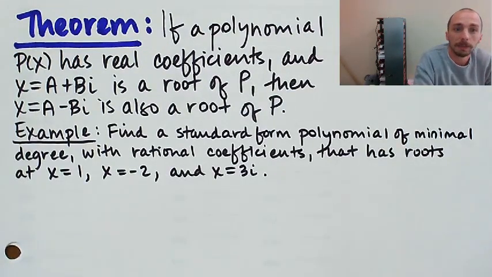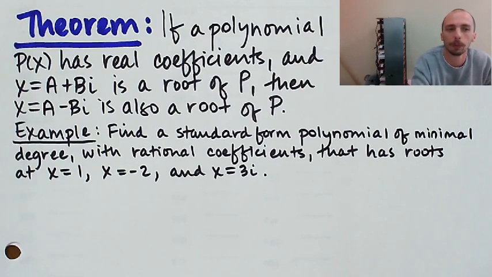All right, so we're going to find one of those minimal polynomial problems. We're going to find a standard form polynomial of minimal degree with rational coefficients. I'll have more to say about that in a second. That has roots at x equals 1, x equals negative 2, and x equals 3i.